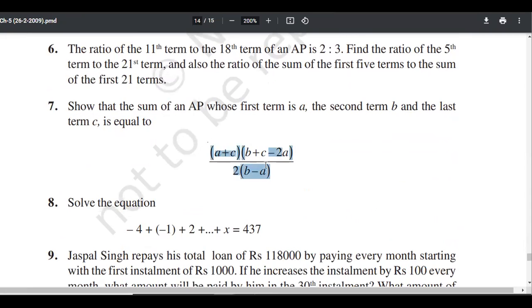Will you be able to prove this one? Show that the sum of an AP whose first term is A, the second term is B, and the last term is C. Will you be able to show this one? Proving questions are hard. So you will not be able to solve it, na?